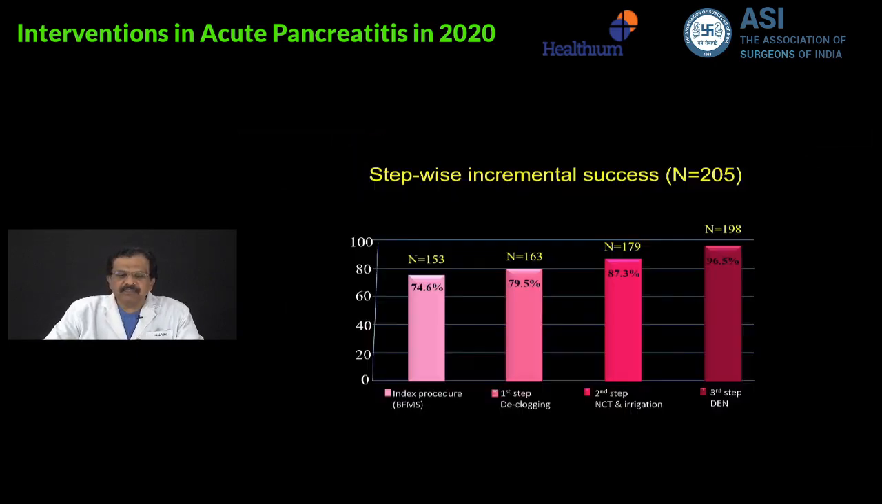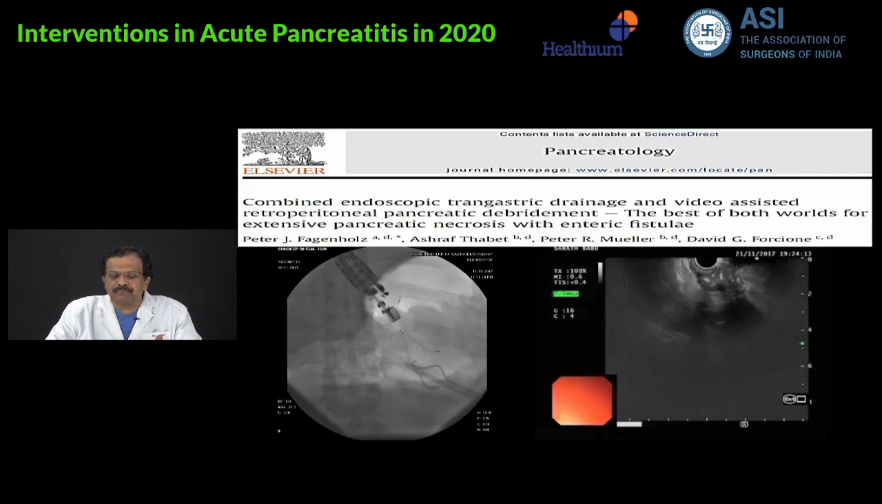So you can see this. This is the data. 75% of the patients did well with an index procedure, and patients who did not do well underwent a step-up approach, and only a very small percentage of patients required direct endoscopic necrosectomy. But if you follow this step-up approach, almost 96% of these patients seem to have done well. So these are patients who have wall of necrosis in good approximation to the posterior wall of the stomach or to the duodenum.